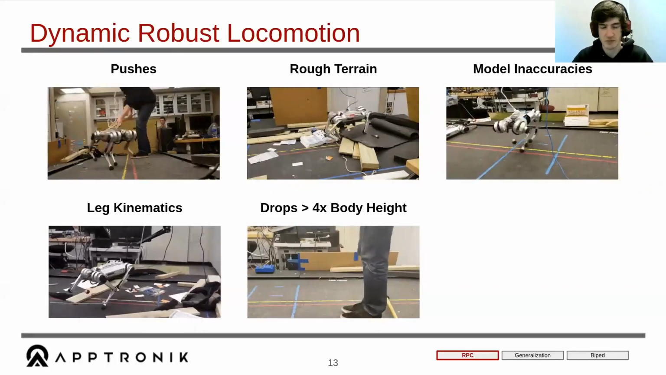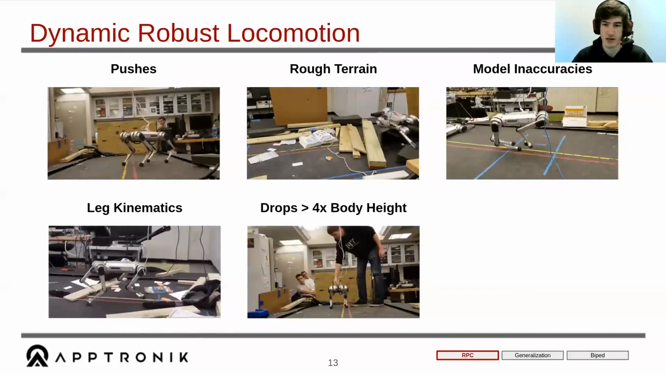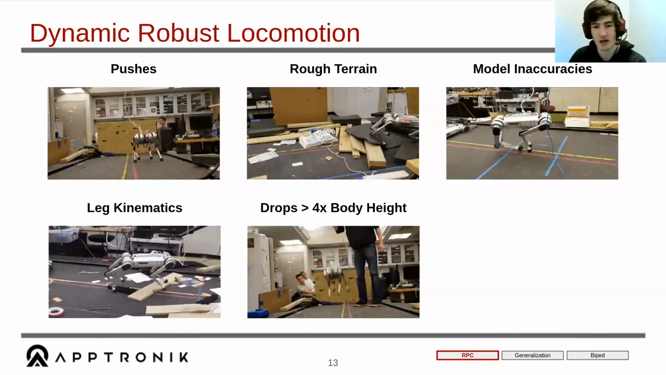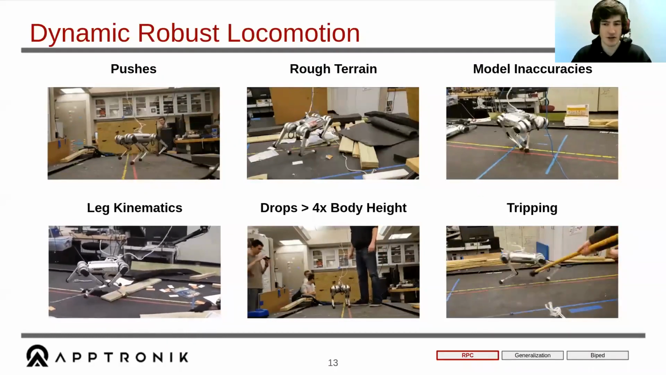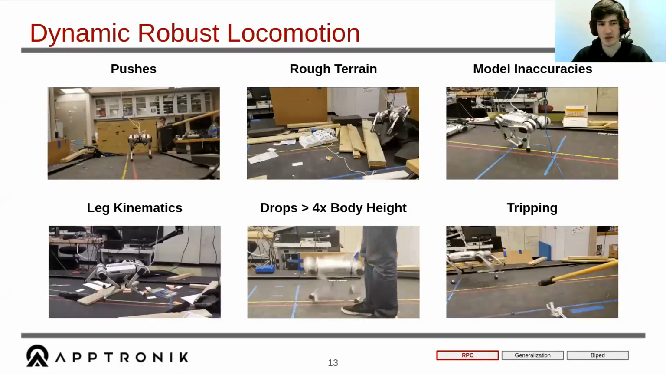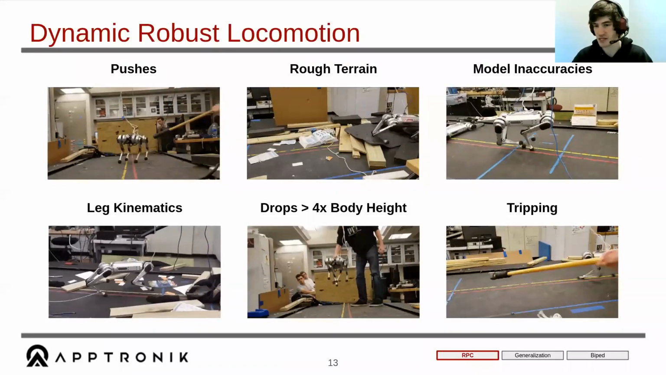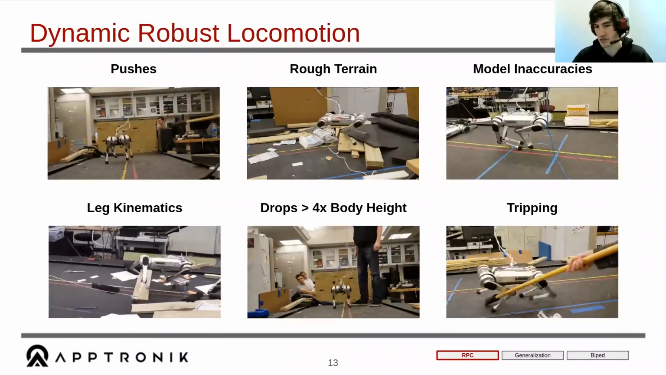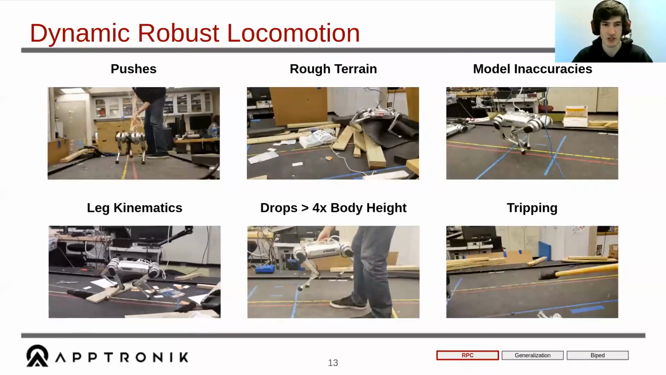This is over 4 times its body height. I was able to drop it and it's able to stay up, recover and figure out how to reject the disturbance. Another important thing that I worked on was the ability to not only withstand pushes during stance, but as it's moving, be able to mess with the legs, try to trip the robot, and have it still be able to go to its goal location.